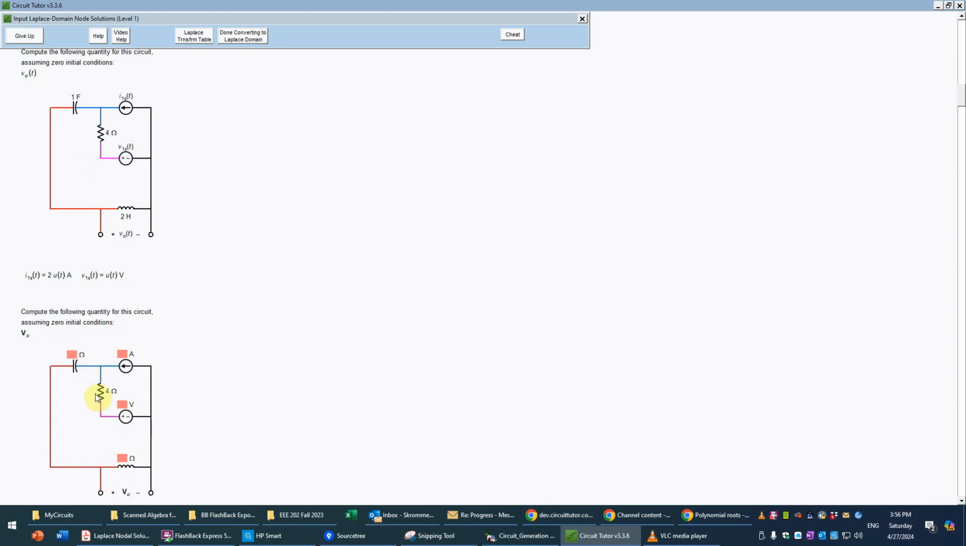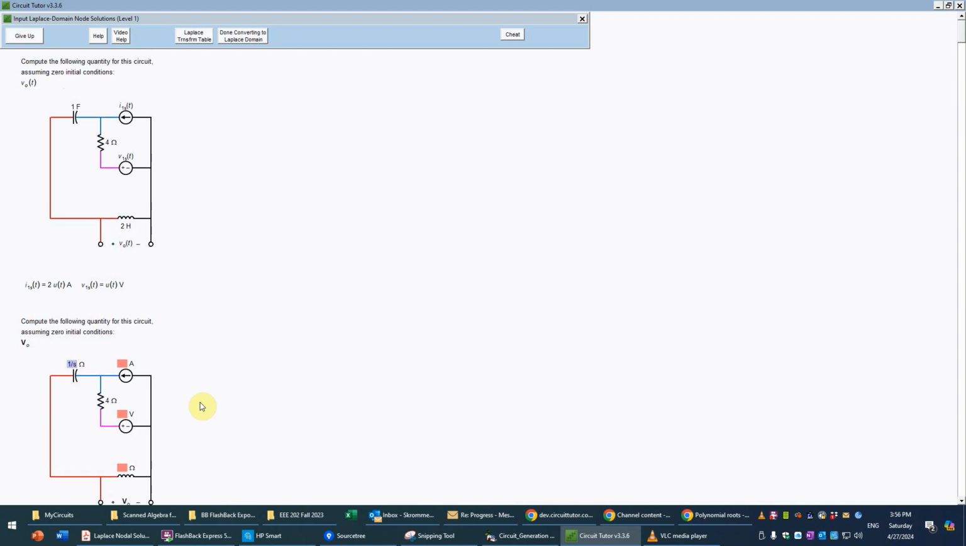Again, the resistor values have just been copied over since those don't change. We're just one resistor here. So 1 over SC is just, in this case, going to be 1 over S. And then the I1S of t, since that's a unit step function with a strength of 2, that'll just be 2 over S for the current source.